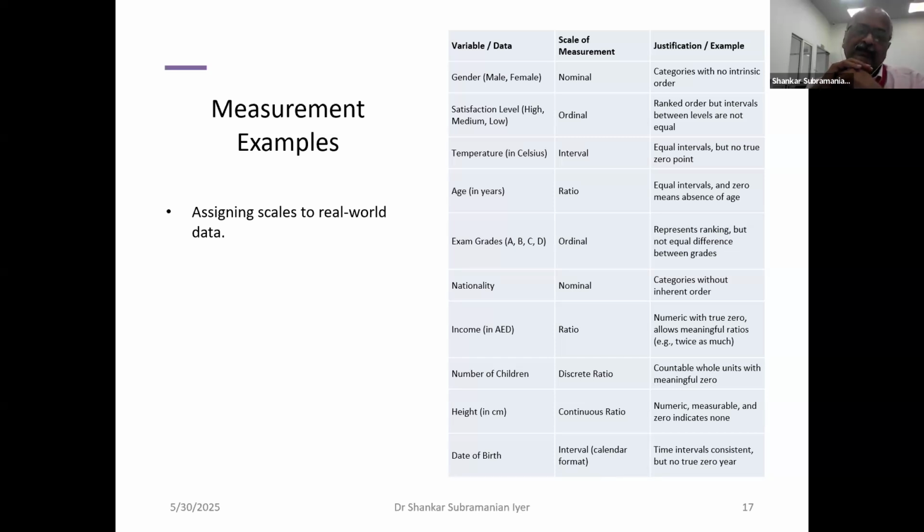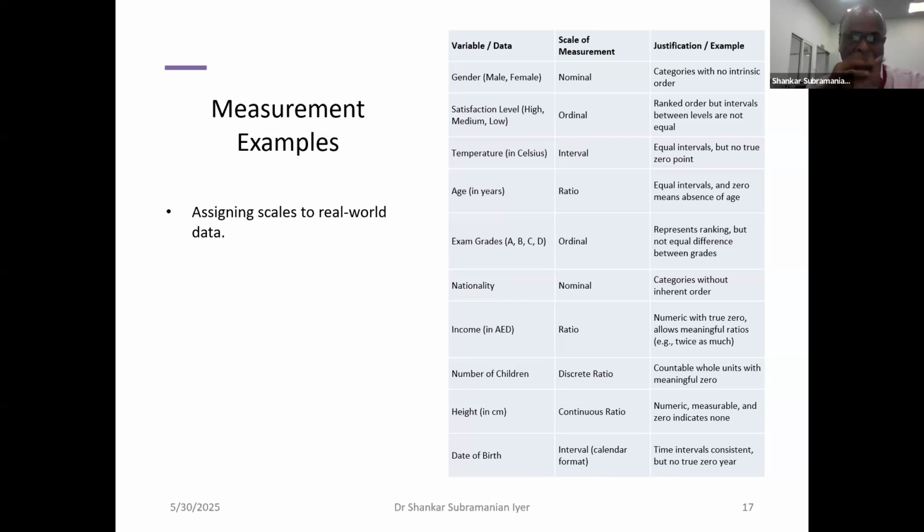Temperature in Celsius is an interval: equal intervals, but no true zero value. Age is a ratio: equal intervals, and zero means the absence of age. Exam grades are an ordinal scale. When we say A, B, C, D as grades, it represents the ranking, but not equal differences between the grades. Nationality, for example, is a nominal scale: categories without any inherent order.